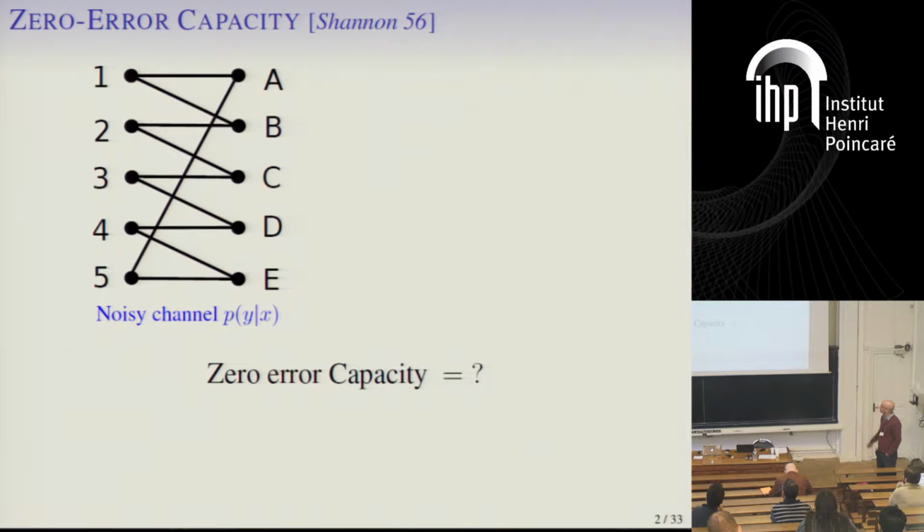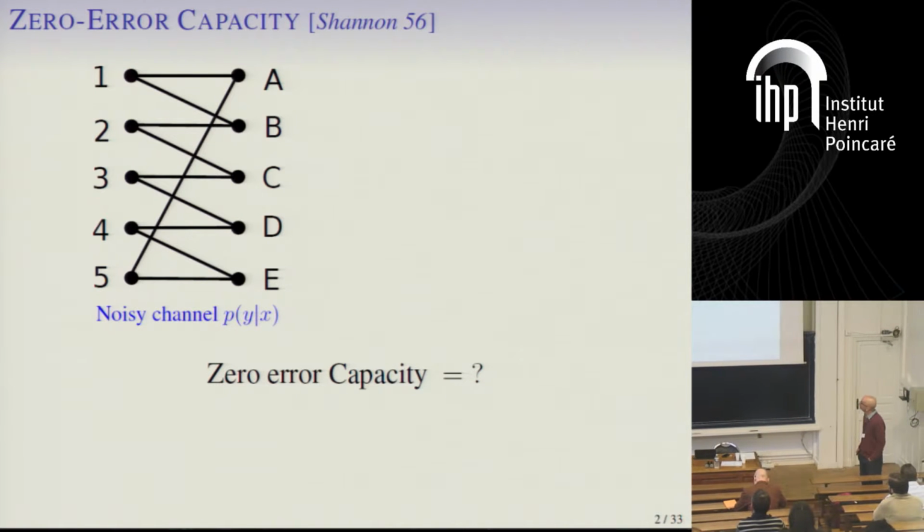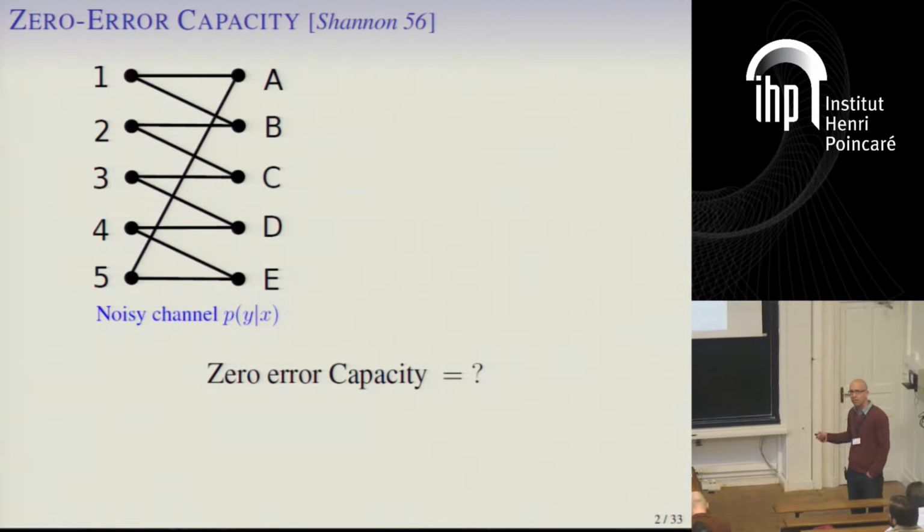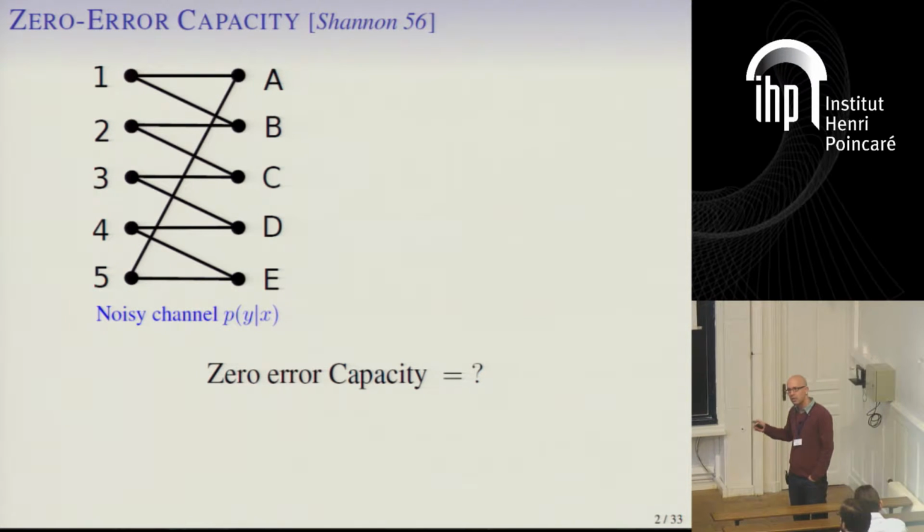Here is a noisy channel over an input alphabet of 5 symbols, 1 through 5, and an output alphabet of 5 symbols, A through E. And there's an edge between an input and an output if this transition is possible. So in the zero-error regime, we only care about what can or cannot happen. We don't care about the probabilities themselves, only whether they're 0 or non-zero. So 1 can go to A and B and so on. So what is the zero capacity of this channel?